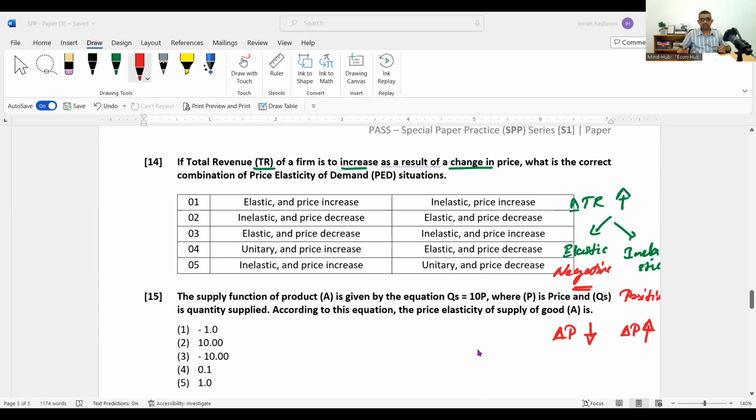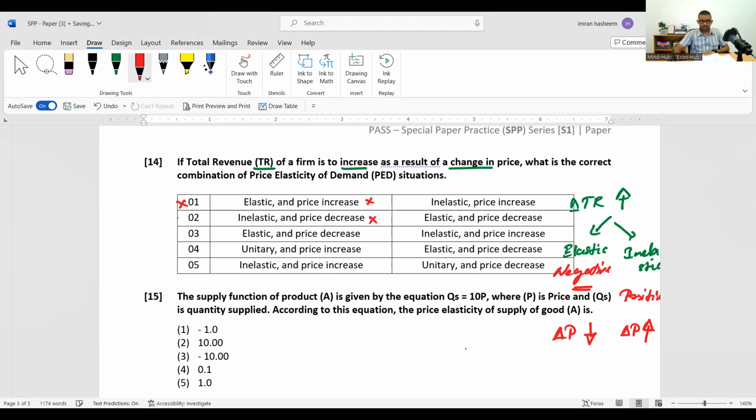So the correct answer here would be, now take the combination and find me the correct answer. First one says elastic price increase. If it's elastic, we are looking for a price decrease. So the first one is out. When one combination is wrong, the answer is wrong. Second one, inelastic price decrease. No, inelastic, we want the price to increase. So the second one is also wrong.